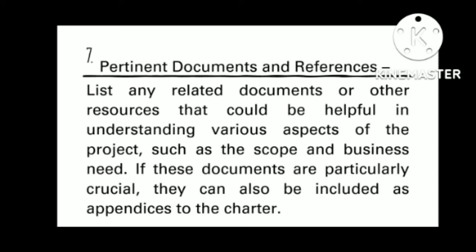Pertinent documents and references. List any related documents or other resources that could be helpful in understanding various aspects of the project, such as the scope and business need. If these documents are particularly crucial, they can also be included as appendices to the charter.